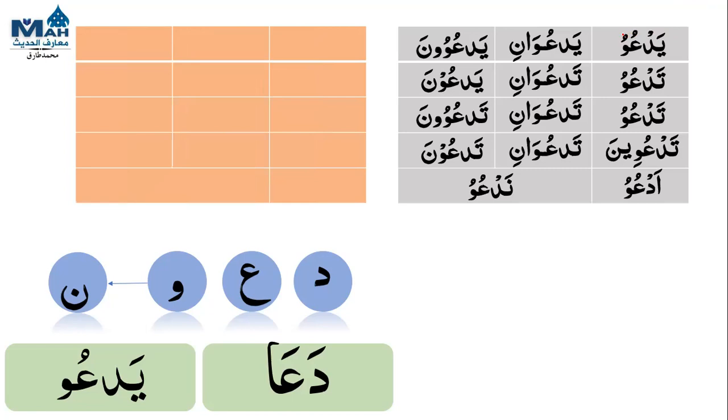Yadru. Yes, convert waw to waw, and drop the dhamma. Yad'u. Next. Yad'uwani. Next. Yad'una. So here, what happened? This waw, the root letter, dropped. Yad'una. Next. Tad'u.